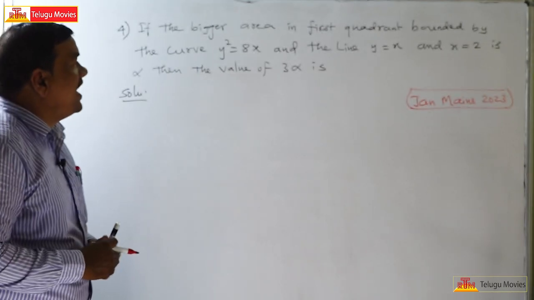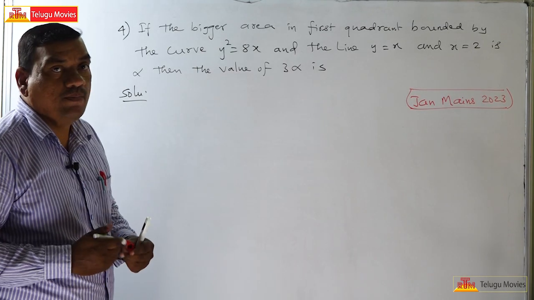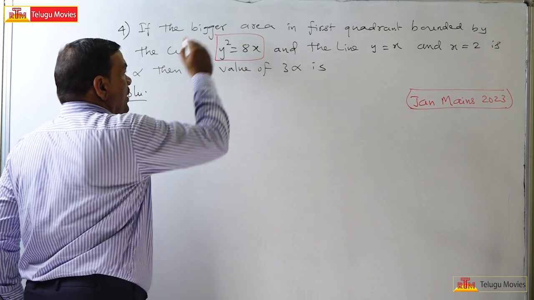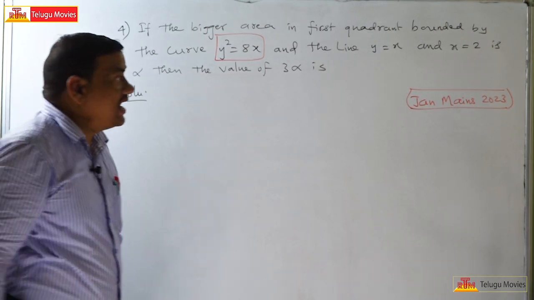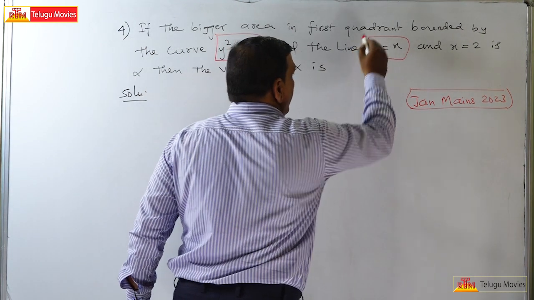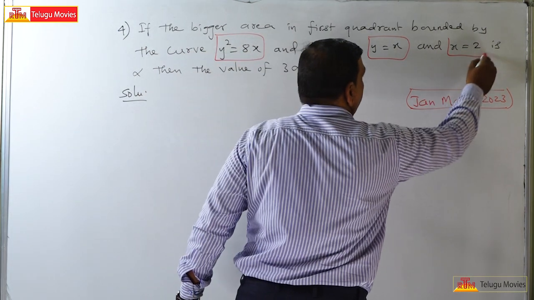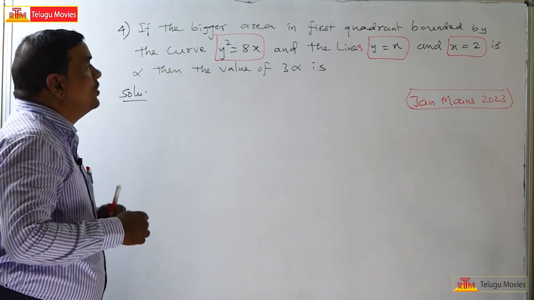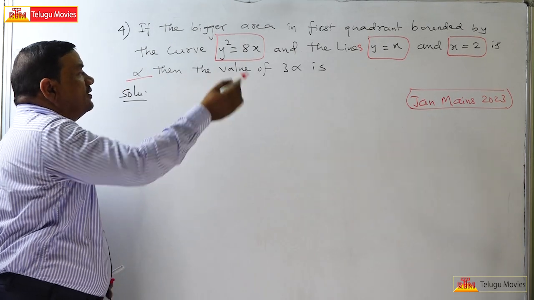If the bigger area in the first quadrant bounded by the curve y square is equal to 8x and the line y is equal to x and the line x is equal to 2 is alpha, then 3 alpha.